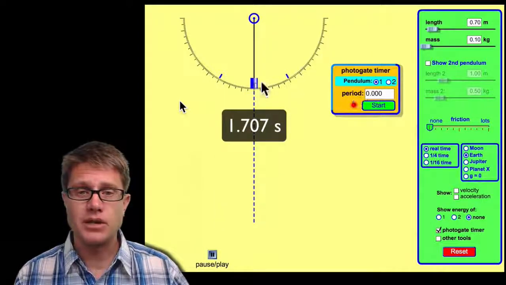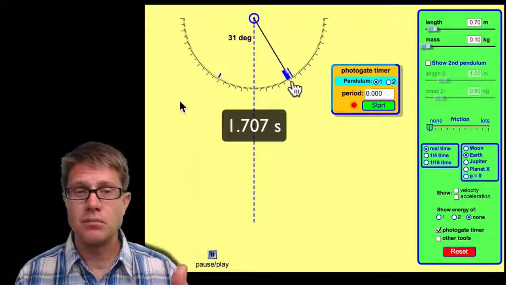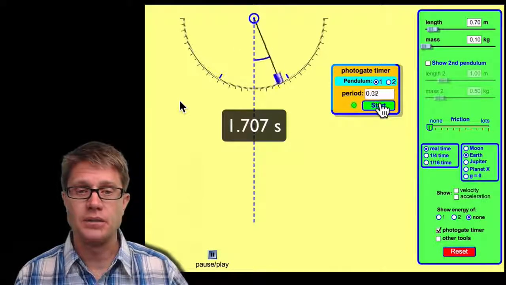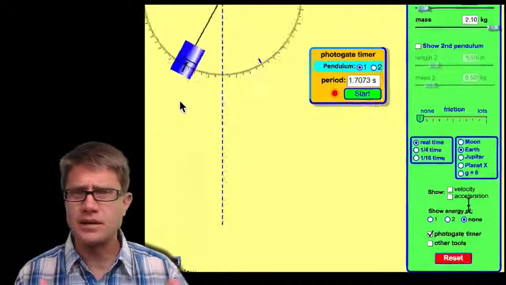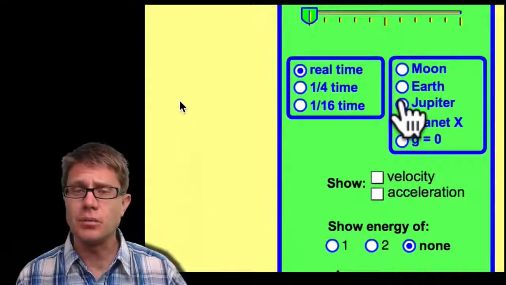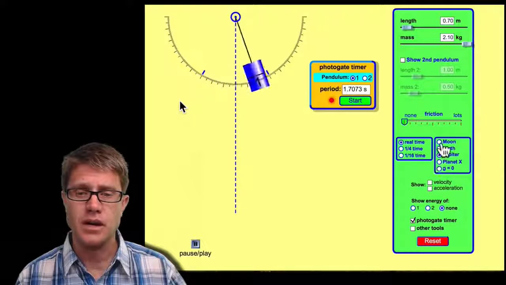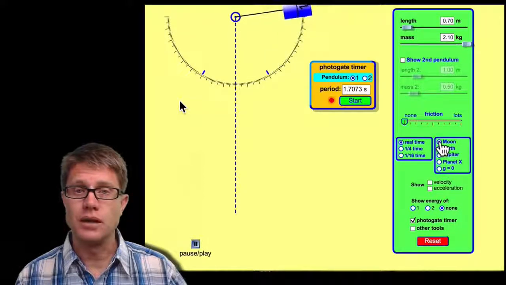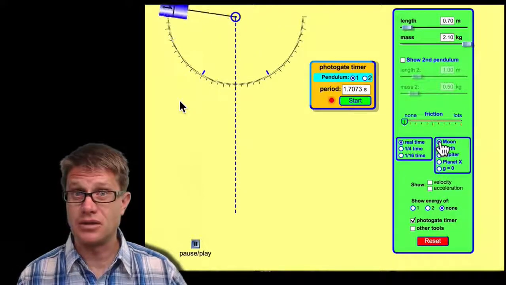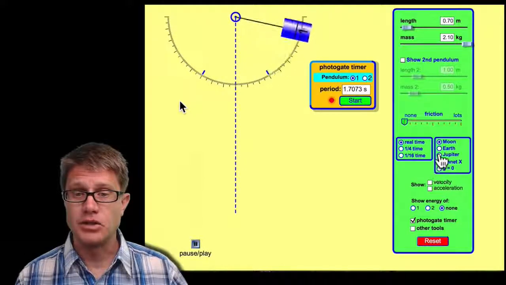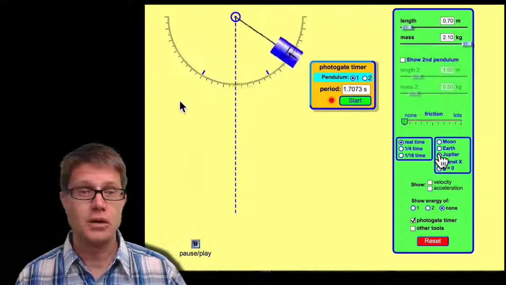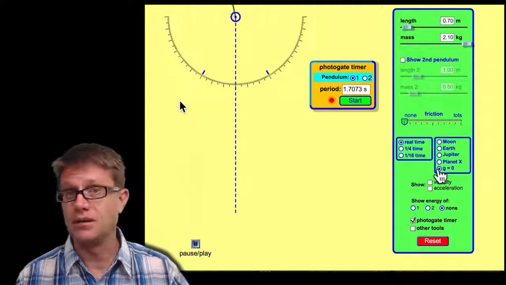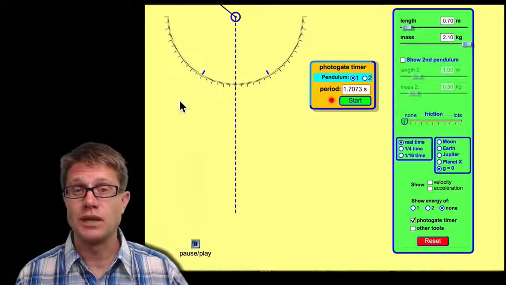Now watch what happens as I change the mass. As I change the mass, drop it from a 30-degree angle, start my photogate timer, you can see that it doesn't affect it. So mass doesn't affect the period. But what does, remember, is going to be the gravitational field strength. So now let me change it to the moon, and you can see that the period is increasing. It's slowing down. Let me change it to Earth. Now it's speeding up. What happens if we make it Jupiter? It's really speeding up. Or if we make it nothing, it just continues moving like that.